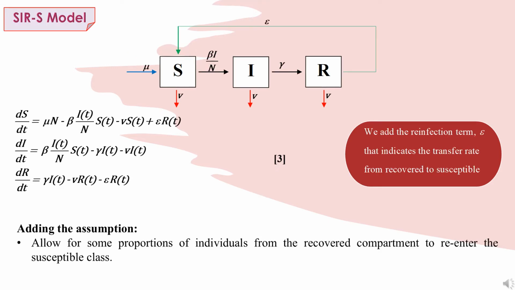For the third model, we extend from the previous model with a new term, the reinfection rate, which means we assume the recovered population will enter the susceptible class and has the potential to be infected again. The epsilon here indicates the transfer rate from recovered to susceptible. From the previous equations, we add the new term epsilon to these three equations. This model is called the SIRS model. In this context, individuals who recover from COVID-19 will have immunity against the virus, but the immunity will wear off and they eventually become susceptible to the virus.